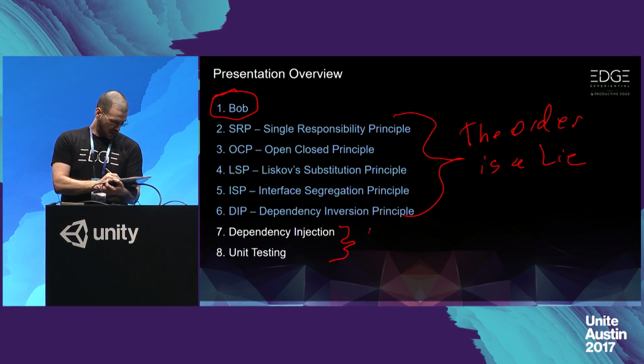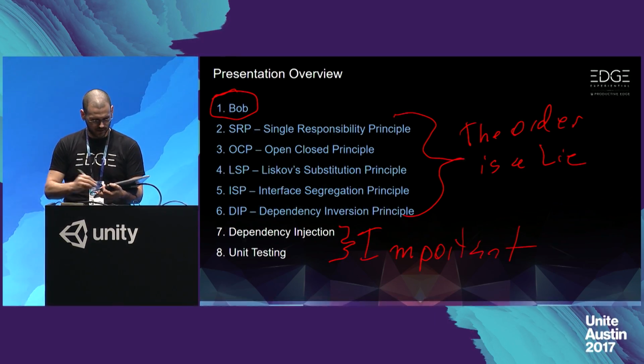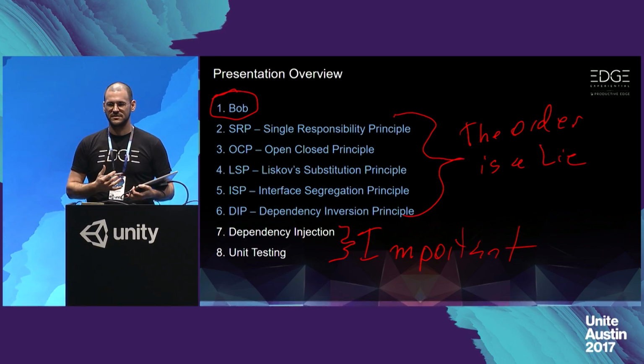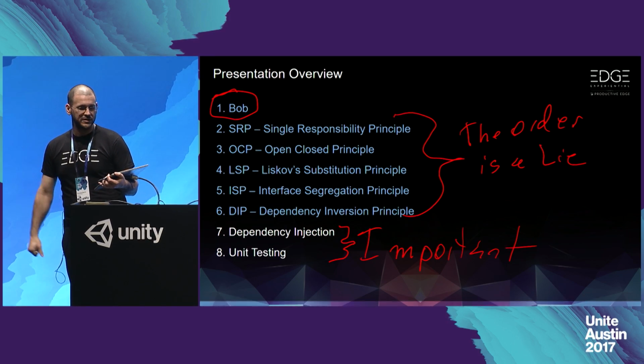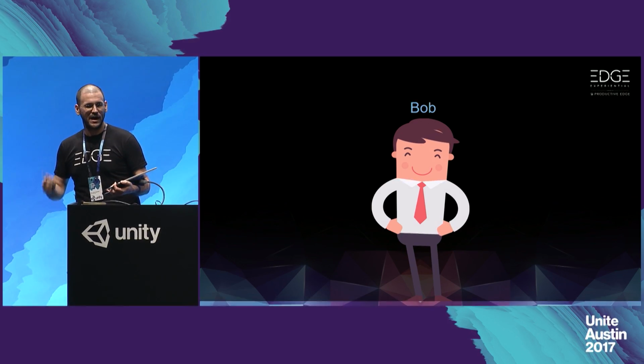All right. Oh, yeah, so these are important. So dependency injection and unit testing. Everything kind of leads to this. All right. But we'll start out with S.O.L.I.D. And we'll start out with Bob. This is Bob. Bob is happy.